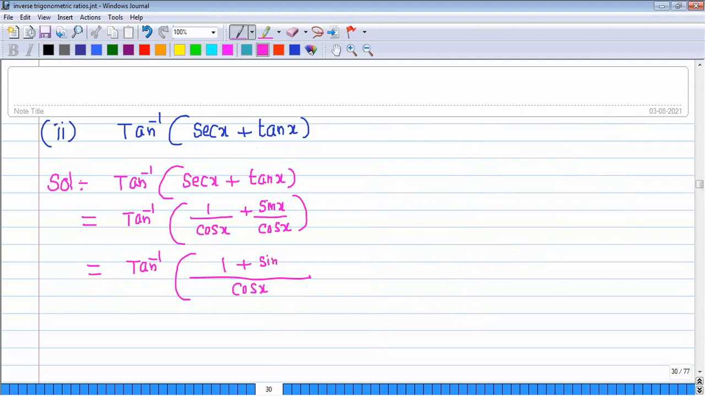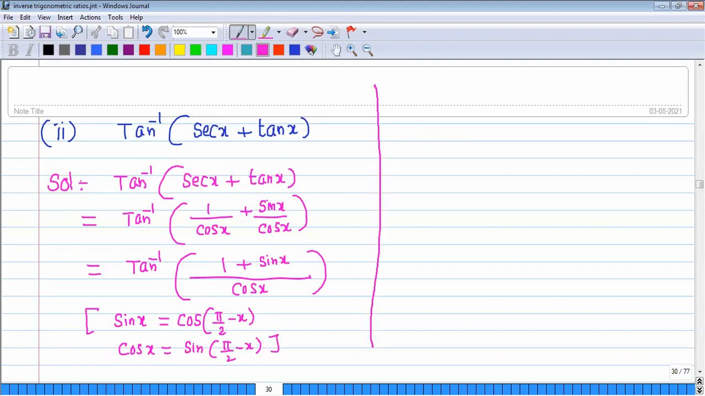Now what shall we do? If you are able to express sin x in terms of cos, or cos x in terms of sin, you will get the answer. So I will show you. We have this formula: sin x equals cos of (pi by 2 minus x), whereas cos x is equal to sin of (pi by 2 minus x).